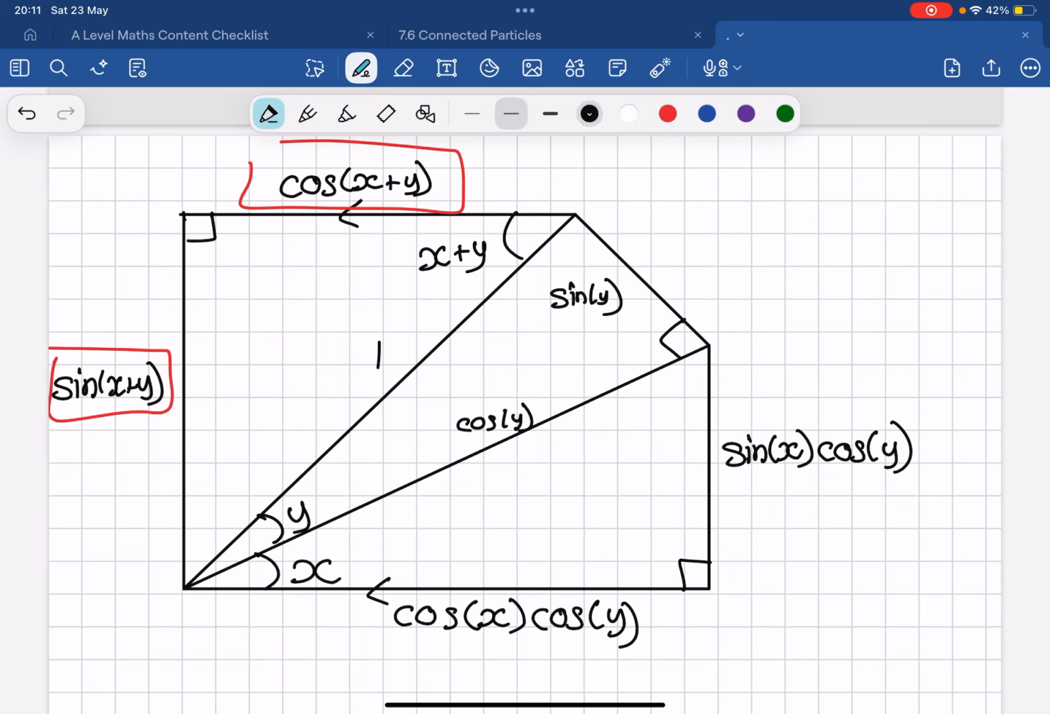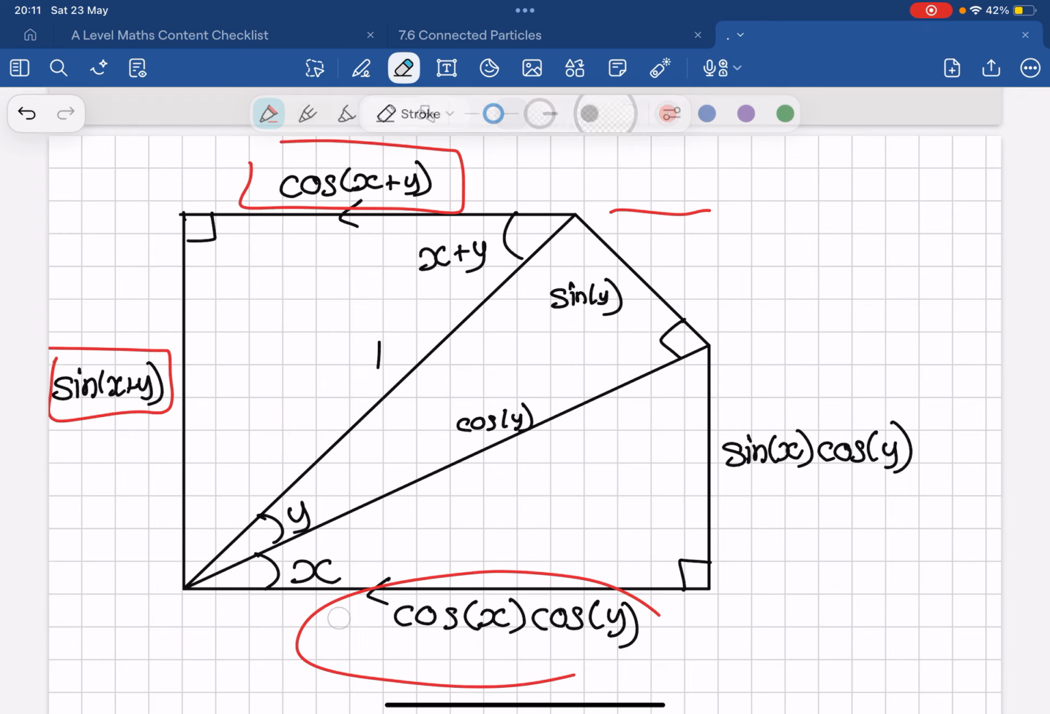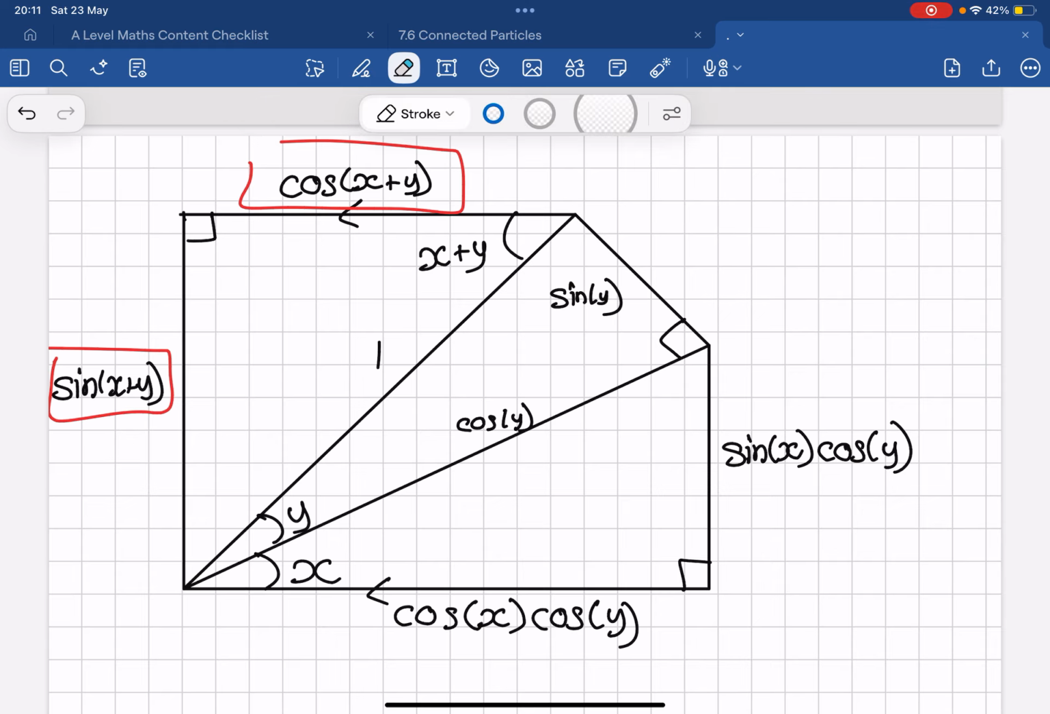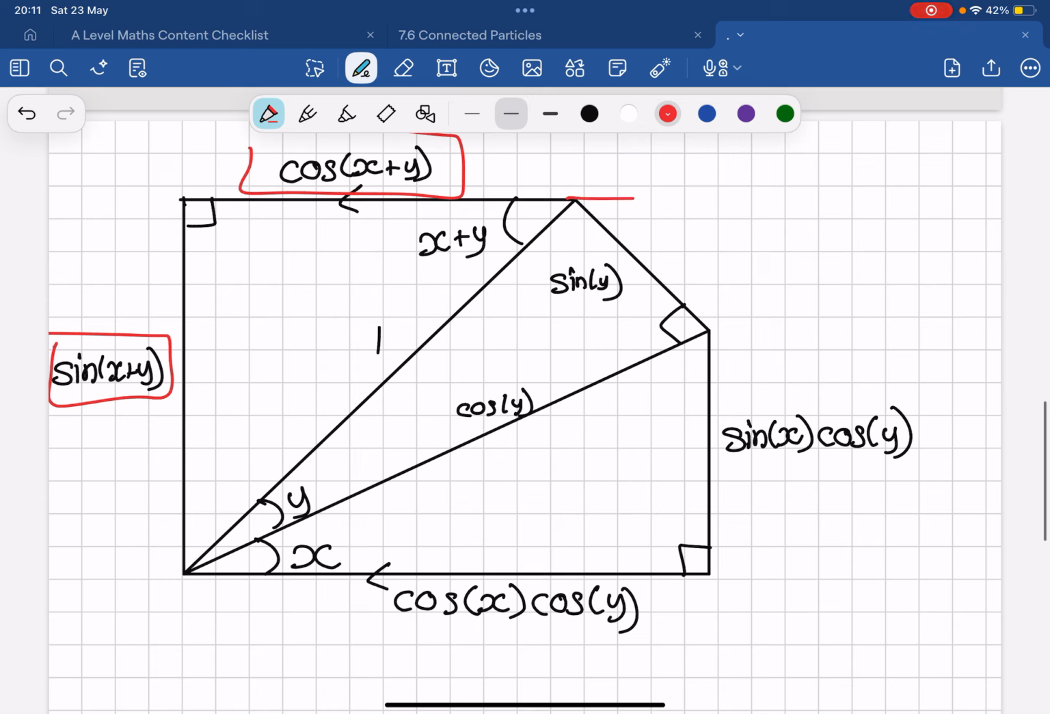So what are we missing? Well, for cos x plus y, if we find this length here, we can subtract that from the total base and we'll get it. Similarly for here, we just need to find this one length and we found it. So let's just form another right angle triangle.